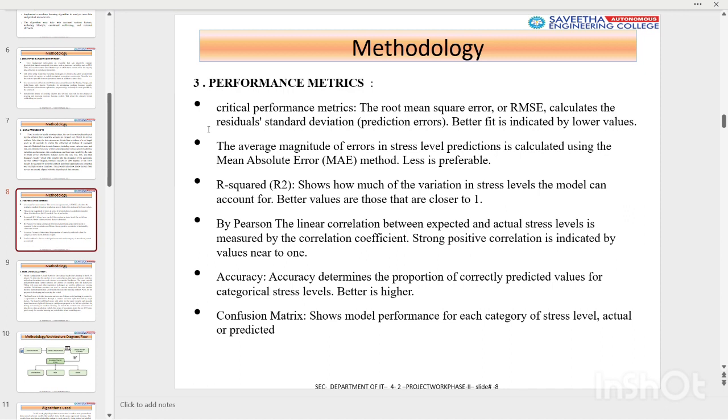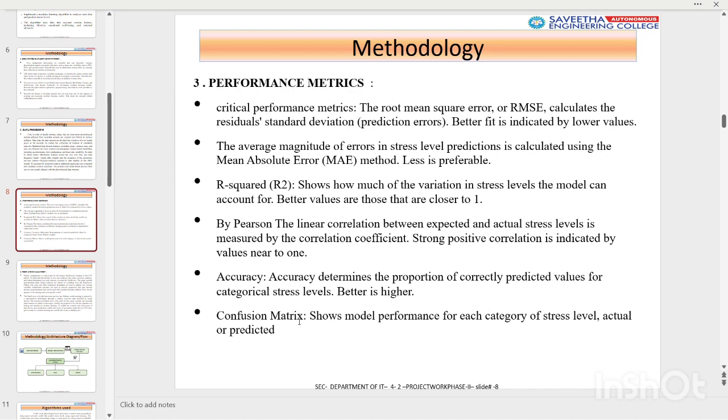Next, performance metrics. Performance metrics are critical. The root mean square error calculates the residual standard deviation, and a better fit is indicated by lower values. The average magnitude of error in stress level prediction is calculated using mean absolute error. And R square shows how much of the variation in stress levels the model can account for. And the accuracy determines the proportion of correctly predicted values for categories such as low, high, or moderate.